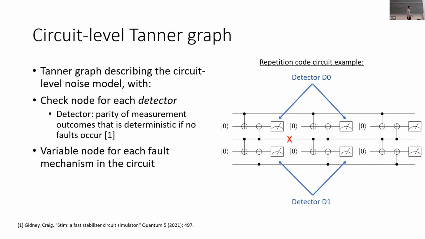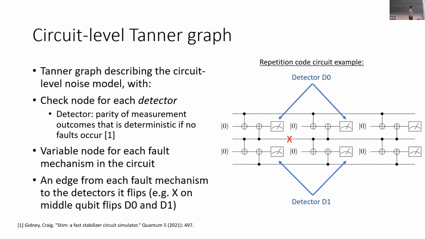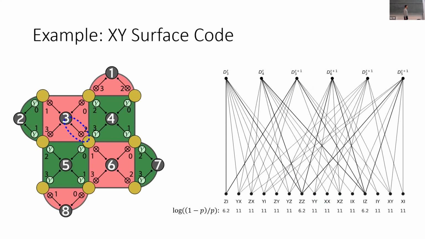A variable node in the Tanner graph is added for each fault mechanism that can occur in the circuit. And then there's an edge from each fault mechanism to the detectors that it flips. So for example, this X error, in red, will flip detectors D0 and D1, so there's an edge from that variable node to those detector nodes.